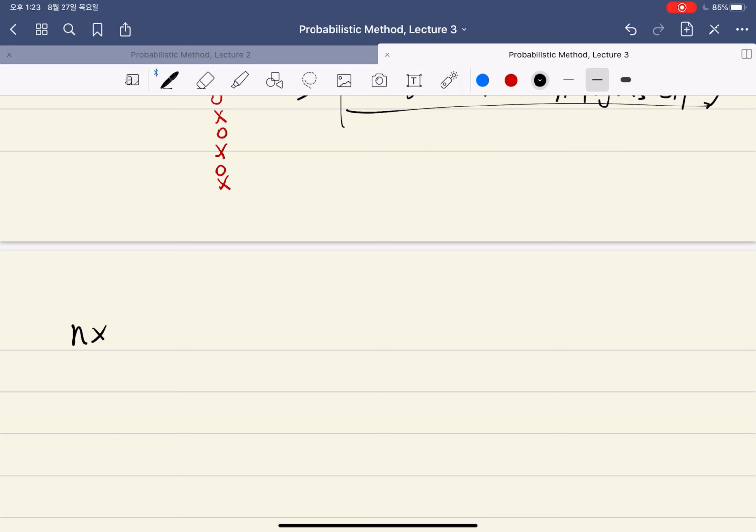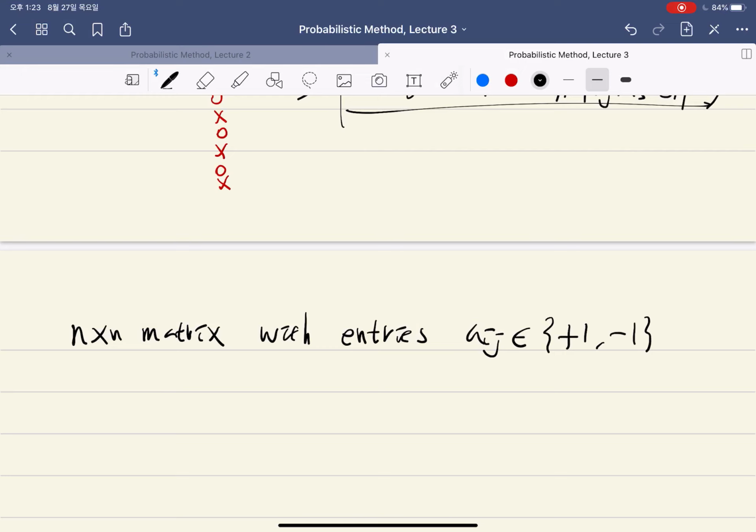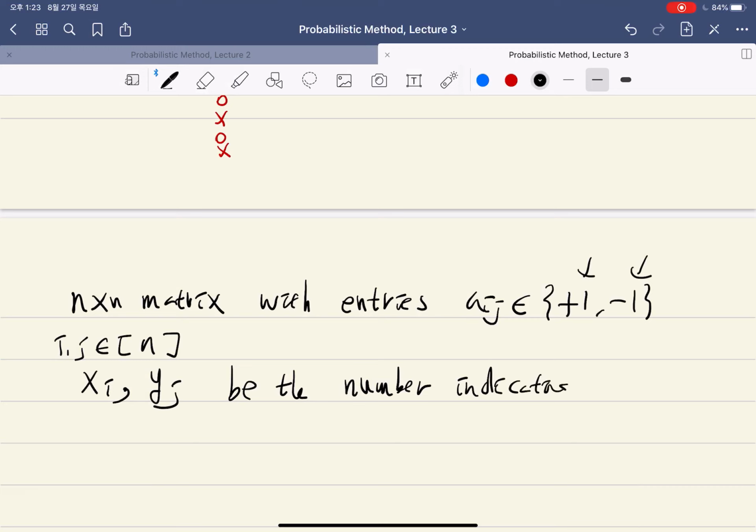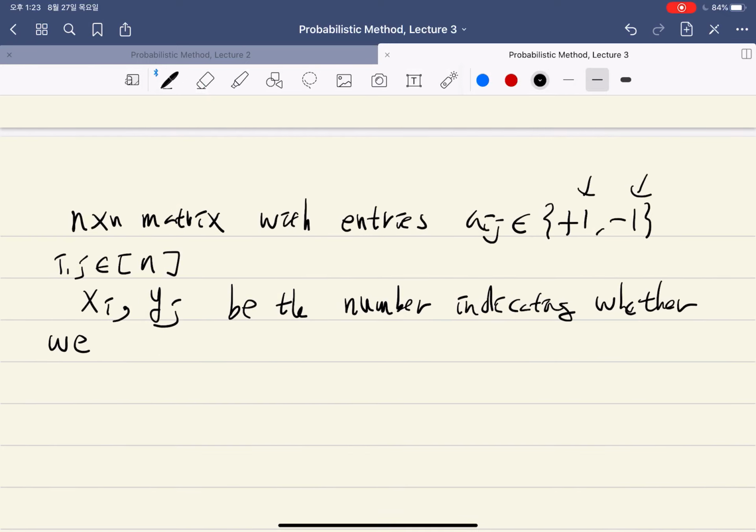So you consider the n by n matrix with entries A_ij, either +1 or -1. Let's say 1 indicates on and -1 indicates off. And we choose x_i and y_j, where i and j are the indices indicating the row and column, with the number indicating whether we hit the switch. And these are either 0 or 1.